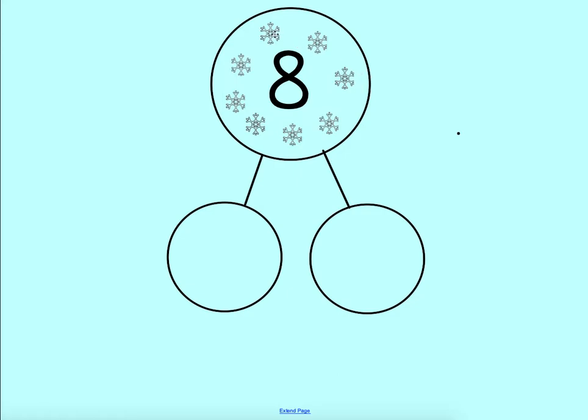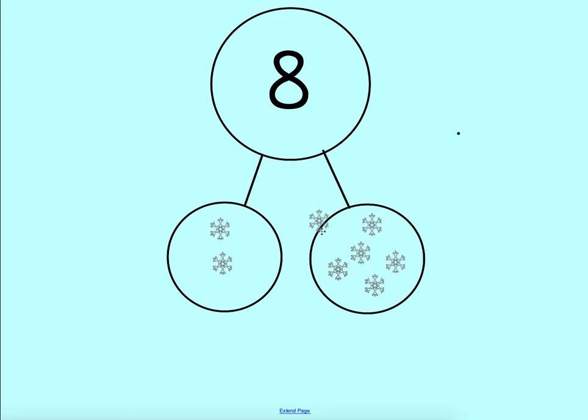Now let's see if we can think of another way to make 8. What if I put 2 over here and the rest over here? Now what have I broken my 8 into? I broke it into 2 and 1, 2, 3, 4, 5, 6. So 8 can also be made of 2 and 6. Those are other parts that are hiding inside of 8.